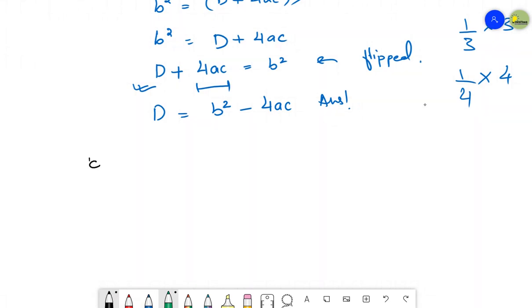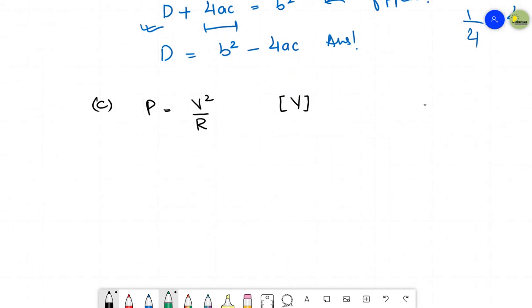Let me do part C for you. In C, I have P equals V square upon R. And you have to find out the value of V over here. This is just the opposite of what you have done earlier. Let me separate V from this given equation. First of all, flip the equation since you have V on the right hand side. V square upon R equals P. In the next step, just remove this R.